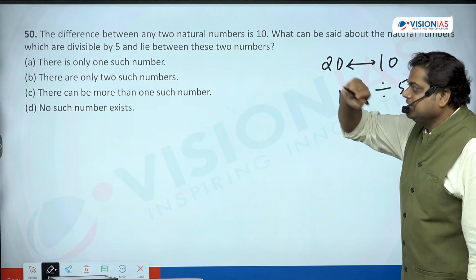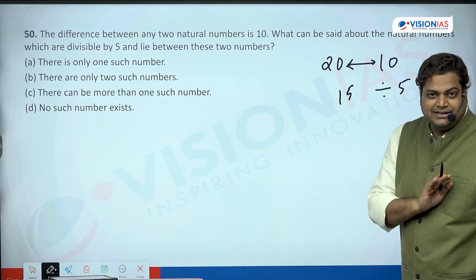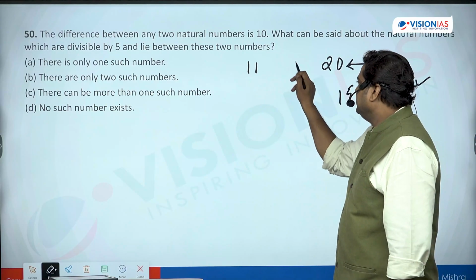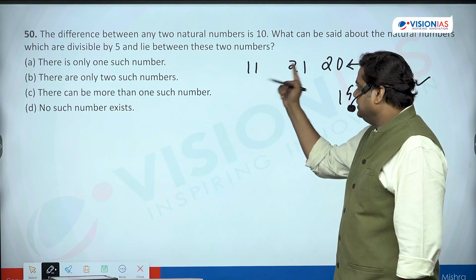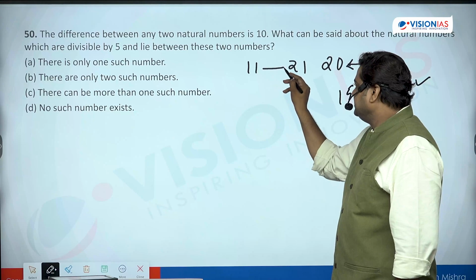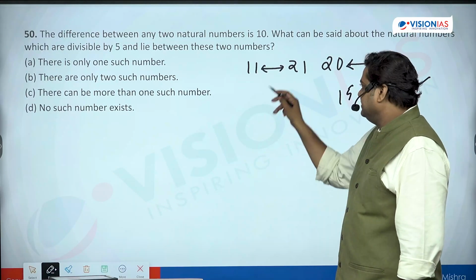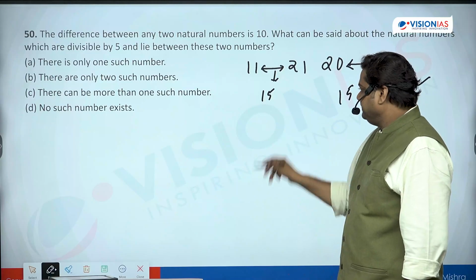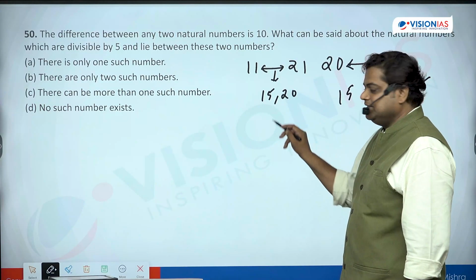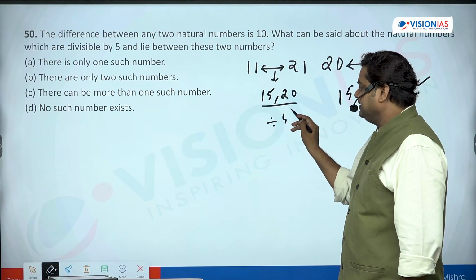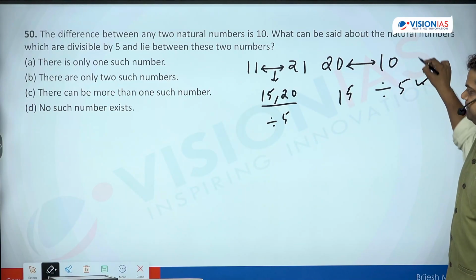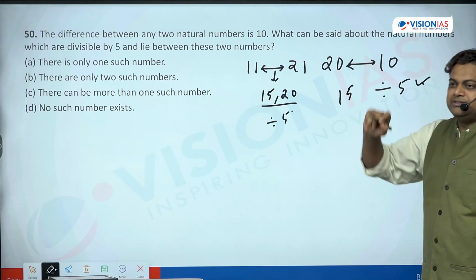So I immediately marked the answer 1, but that is not correct. Here it is written the difference is 10, so we can take it this way also: 11 and 21, natural numbers. Difference is 10. So what comes here? First number is 15, second number is 20. These two numbers are divisible by 5. So we have the possibility for one number, and we have the possibility for two numbers also.